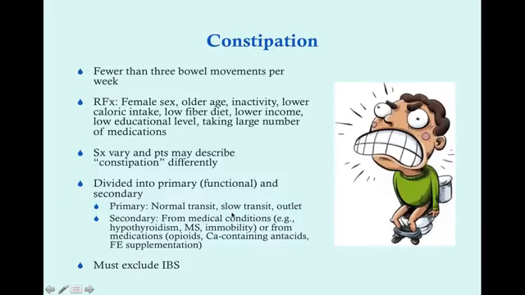Slow transit constipation is an issue with the intestines where it's just not moving things along properly. It's just moving too slowly. And what happens with this is that the slower things move along, the more water absorption you're going to have. So if you have more water absorption, you're going to have harder stools and it's going to be harder to get them out. These patients will probably not respond very well to fiber. They may respond better to laxatives.